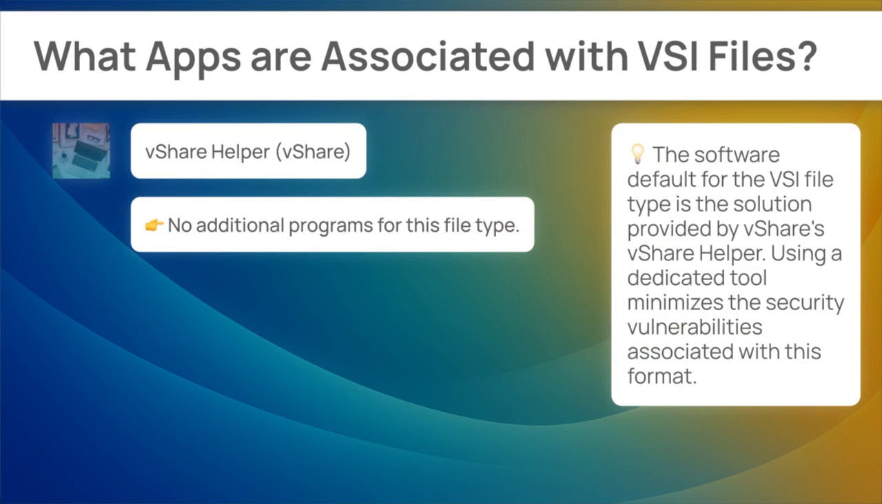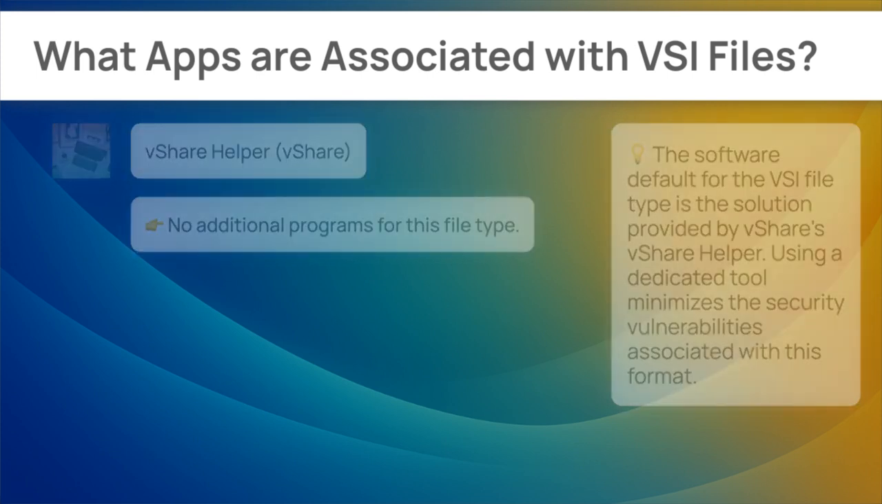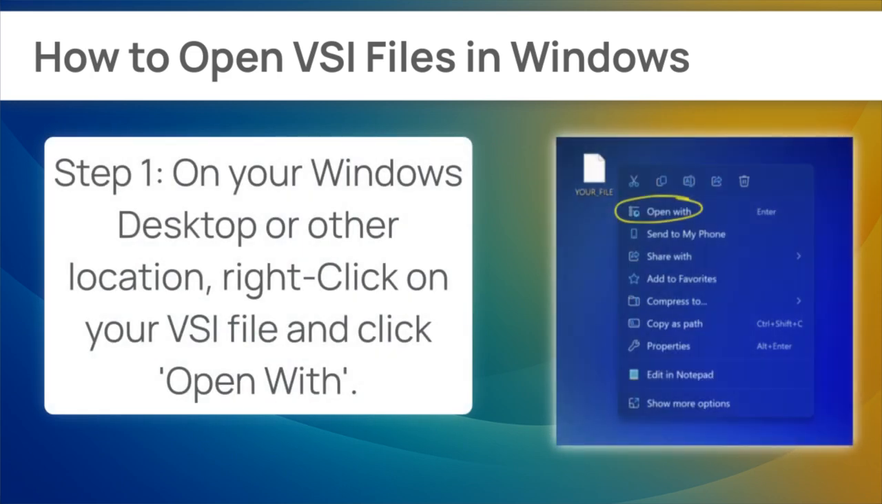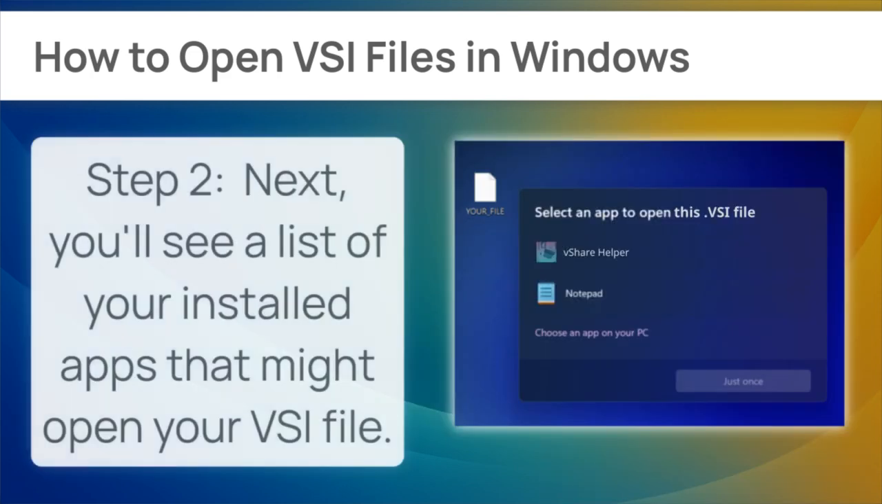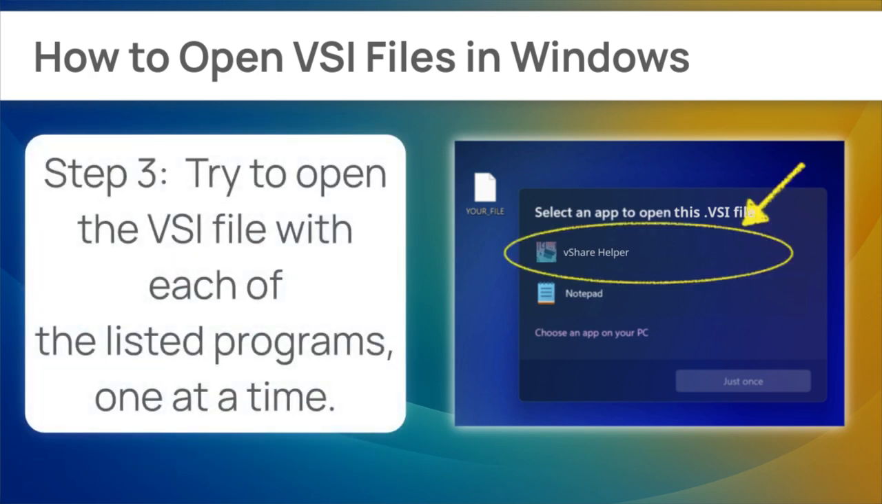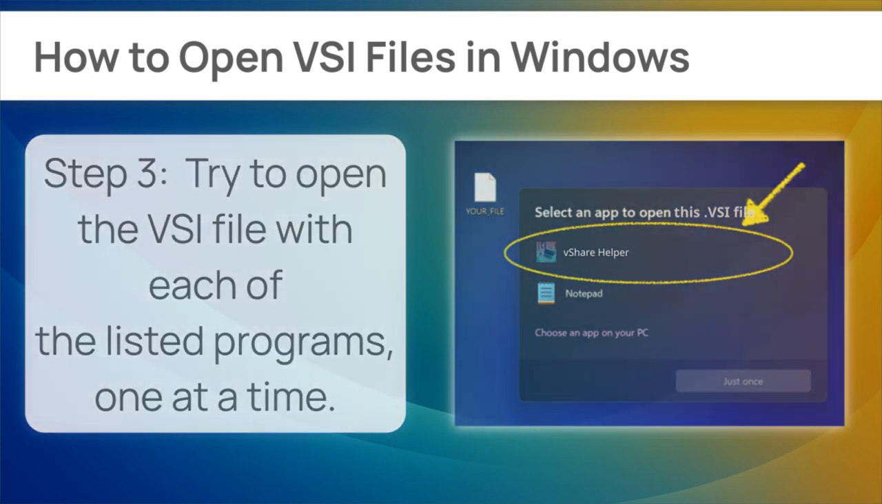Windows shows only basic metadata, so interacting with the content requires mobile management software. To correct the file's application assignment, right-click your VSI file and choose Open With. Check for vShare Helper and test it first. If it's missing, select a different app. The key to access is finding the right tool.